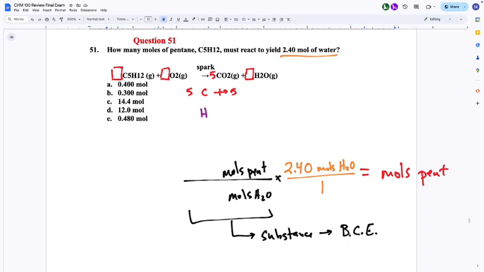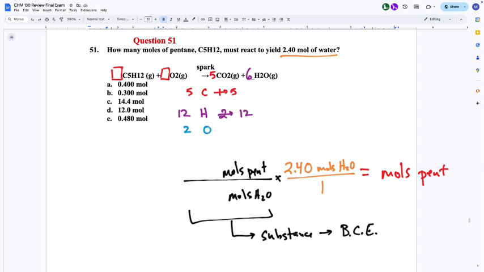Hydrogen on the left, I have 12. On the right, I have 2, which isn't balanced. How do I make a 12 into a 2? I need to put a 6 there so that it multiplies through. Now I can go through and look at my oxygens.